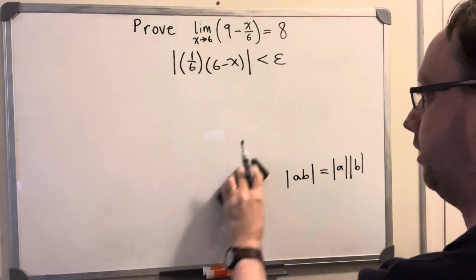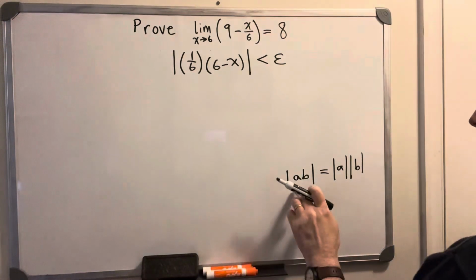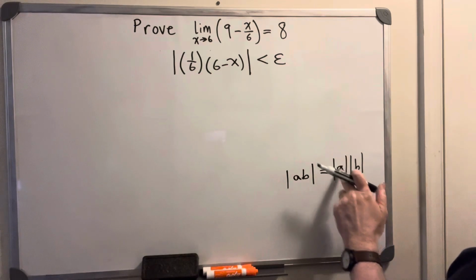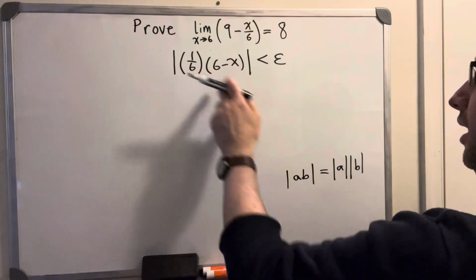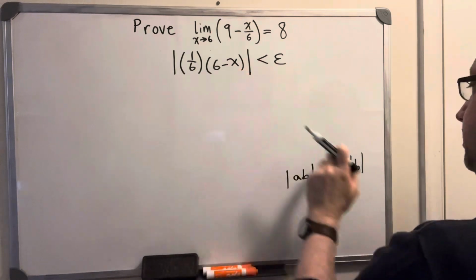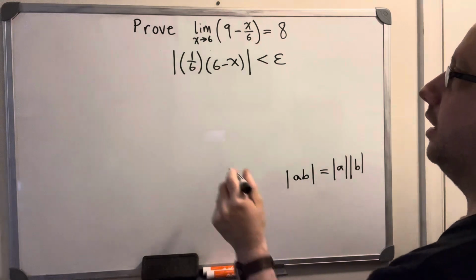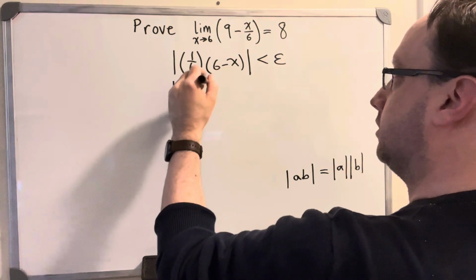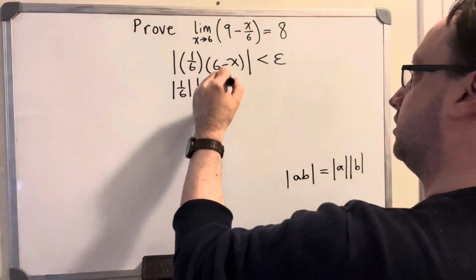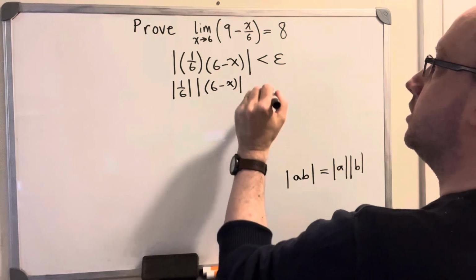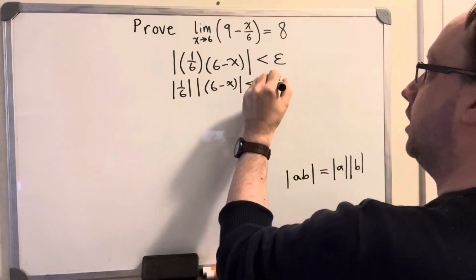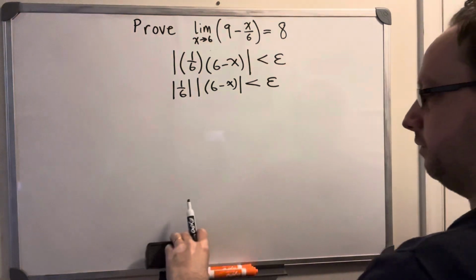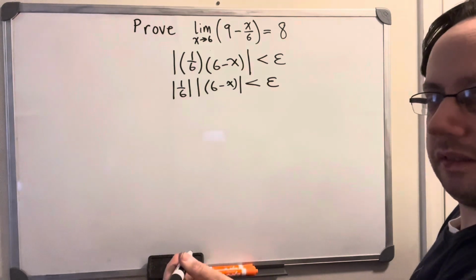And now, what can we rewrite this as? Let's say that A is 1/6 and B is 6 minus x. Then we have this. Well, what's the absolute value of 1/6? It's just 1/6, right?